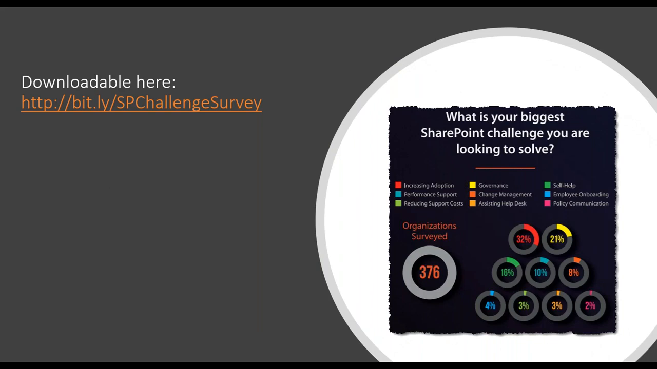We had 376 organizations that we surveyed, and here's what we found. Increasing adoption was by far the number one thing. Governance, regulation, policy communication was number two, and so forth. So hopefully this helps as well. There's a link to grab it, and I'm sure you can get a lot of other data out there.